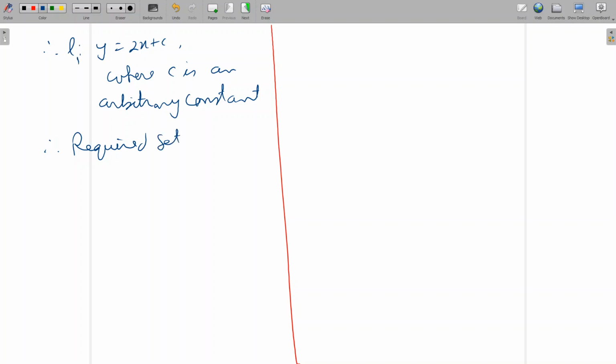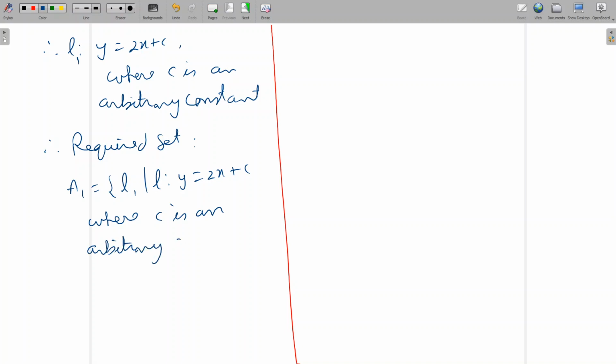So the required set will be, say, A1 equal to the collection of all L1 such that L1 is the line y equal to 2x plus c, where c is an arbitrary constant. That means this value of c we can take as any, and taking it fixed, we will get the line y equal to 2x plus c, because the slope is the same whenever two lines are parallel. So this is the solution of the given question.